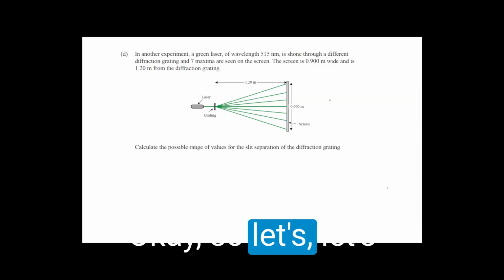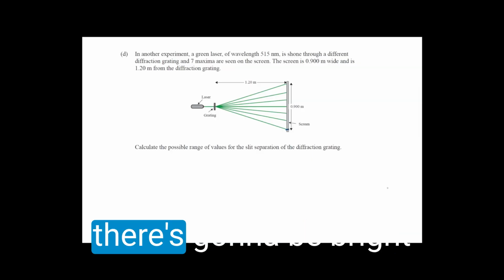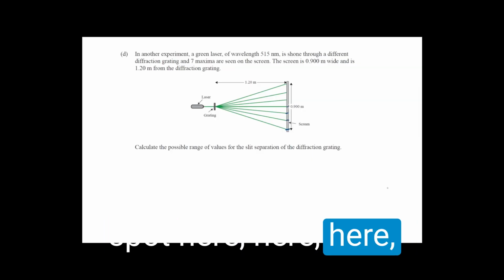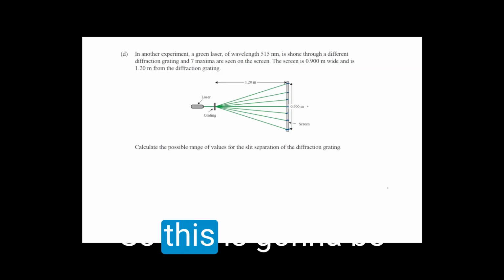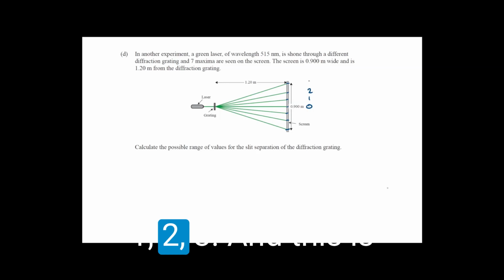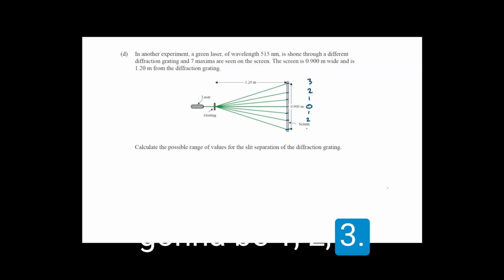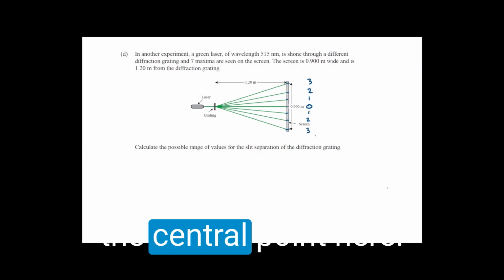Okay, so let's unpack this. There's going to be 7 bright spots. So remember these, there's going to be a bright spot here, here, here, here, here, and here. So this is going to be bright spot 0, 1, 2, 3. And this is going to be 1, 2, 3. Because remember, it's not sequential, it's the distance from the central point here.